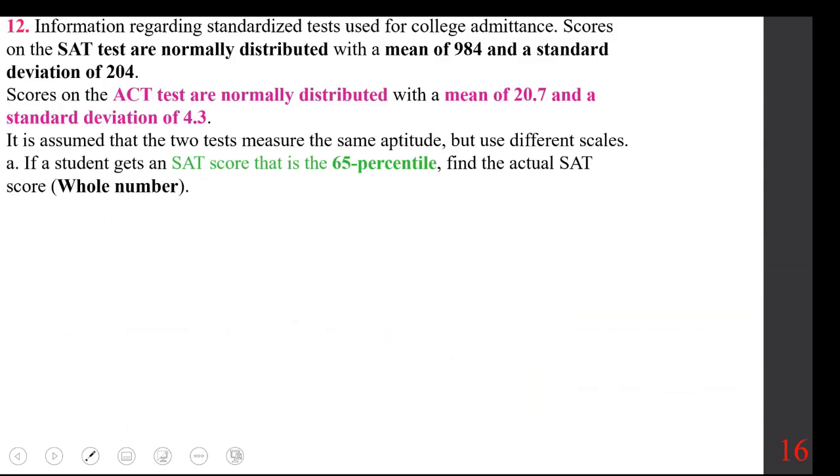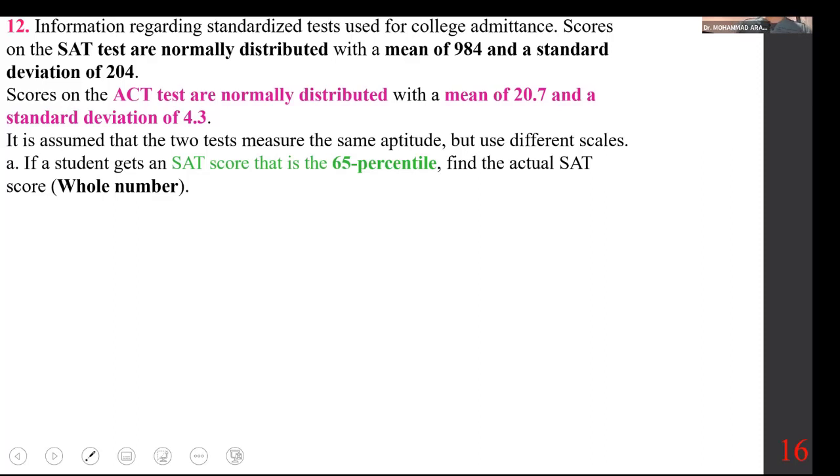Information regarding standardized tests used for college admittance. Scores on the SAT test are normally distributed with a mean of 984 and a standard deviation of 204. Scores on the ACT test are normally distributed with a mean of 20.7 and a standard deviation of 4.3. It is assumed that the two tests measure the same aptitude but use different scales. If a student gets an SAT score that is 65 percentile, find the actual SAT score.